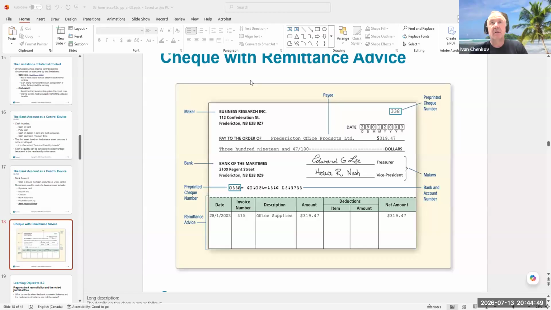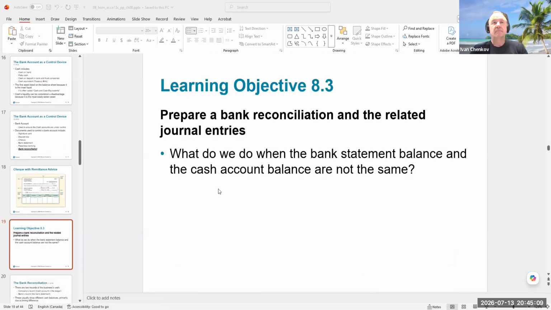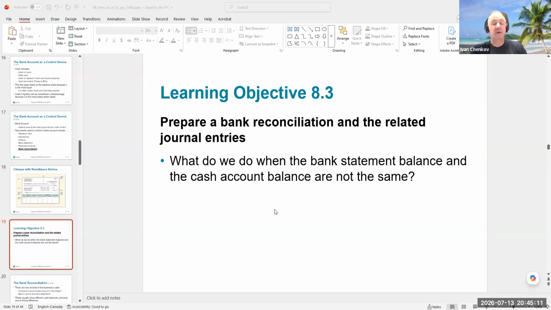So again, this is the check number. This is the transit number. Transit number, bank institution number, and account number. Okay, that's it with the checks. Now let's start preparing bank reconciliation.